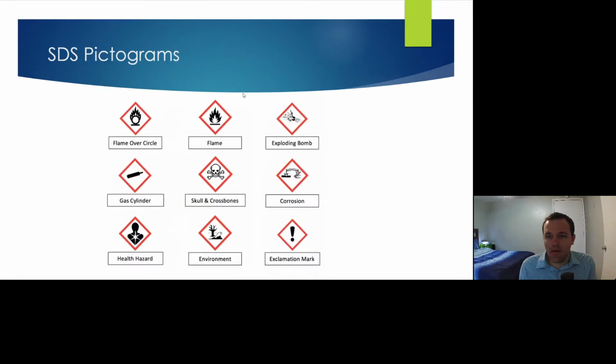All right. So the pictograms, there's 9 of them that are commonly used. And we're going to talk about each of them individually, but here's just a general overview. You've got the flame over the circle, just the flame, the exploding bomb, the gas cylinder, the skull and crossbones, a corrosion symbol, health hazard symbol, environmental hazard, and then just the exclamation mark. And we'll talk about what each one means as we go through them.